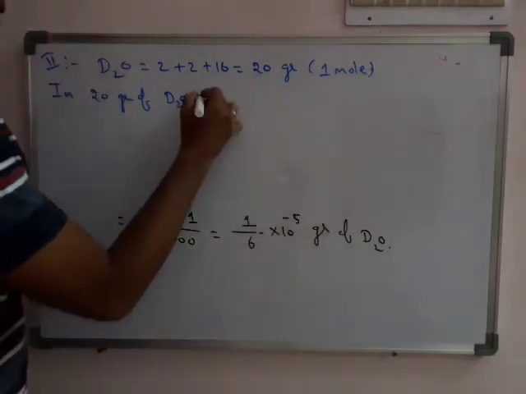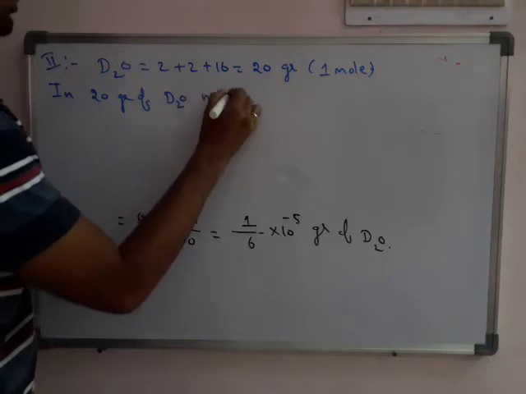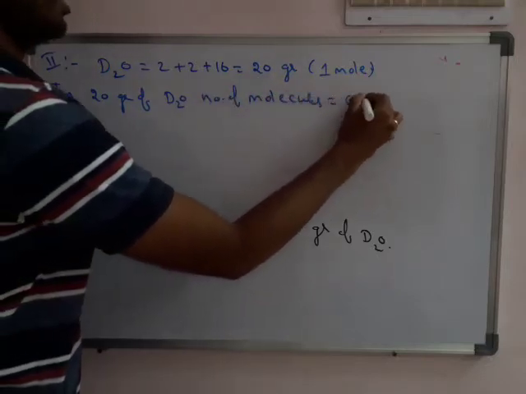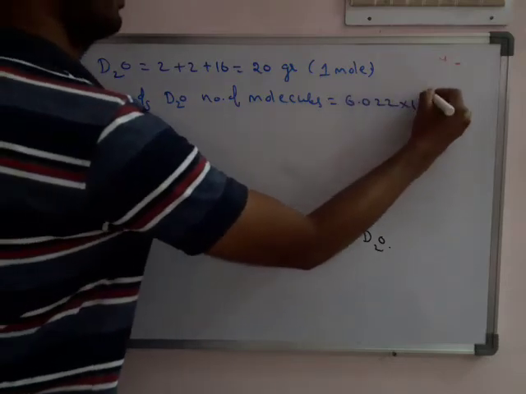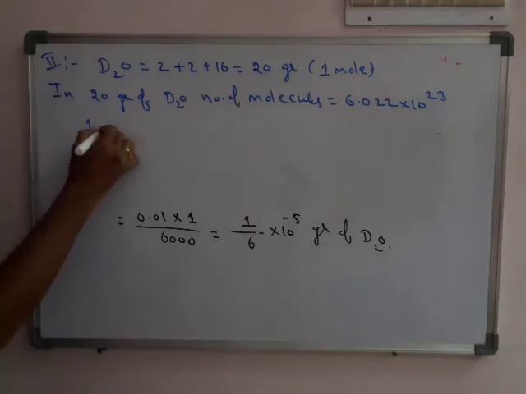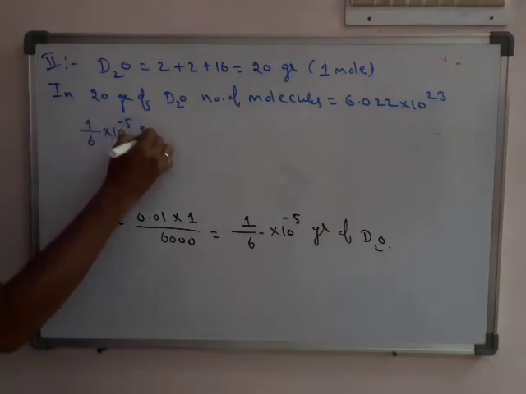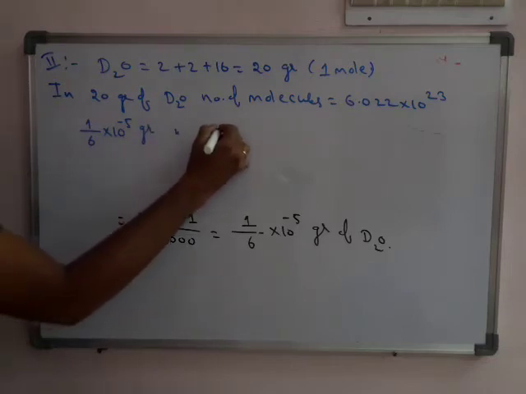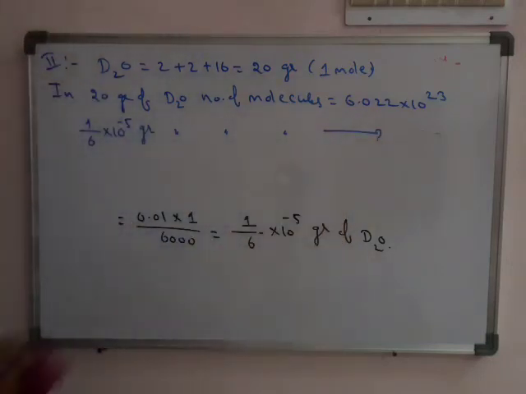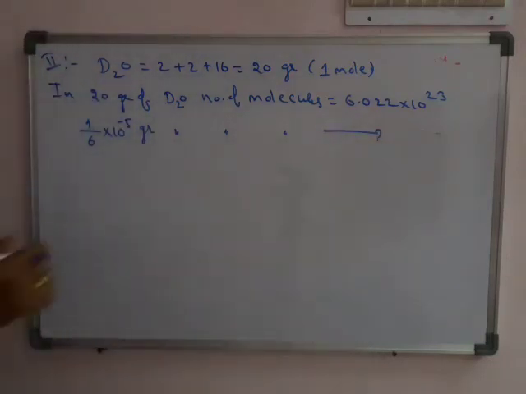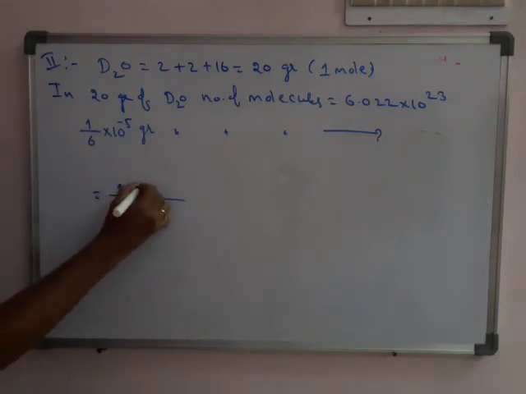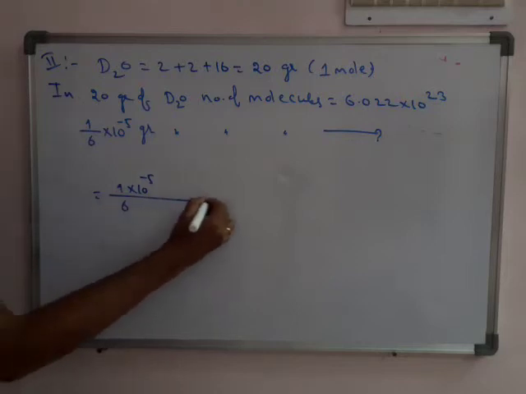In 20 grams of D2O, the number of molecules equals Avogadro's number. Then what about this much? 1 by 6 into 10 power minus 5 grams of D2O has how many molecules? That is 1 by 6, with 5 in the cross multiplication.